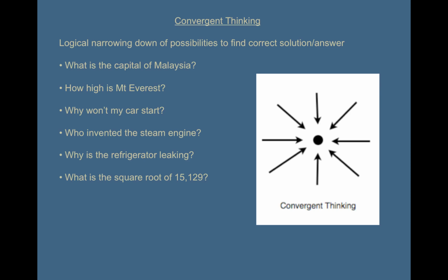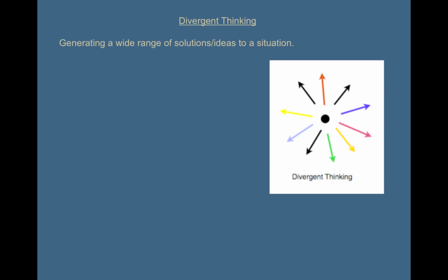In contrast to this, divergent thinking is the idea of generating a wide range of solutions to ideas, or a wide range of ideas to a situation. Here it applies to a different kind of thinking. So the question, what is the capital of Malaysia, for example, doesn't have lots of answers. And so divergent thinking is not the ideal technique to use for those sorts of questions, multiple choice questions, true or false questions, the kinds of things we find on many exams.